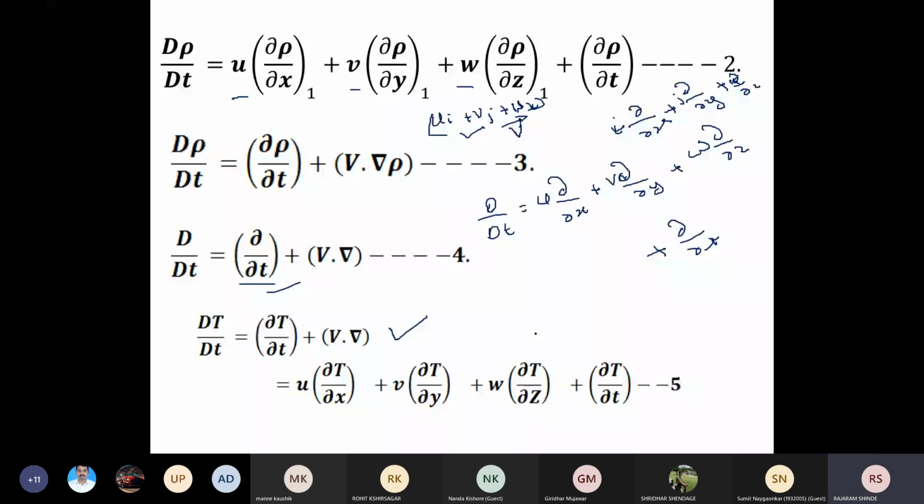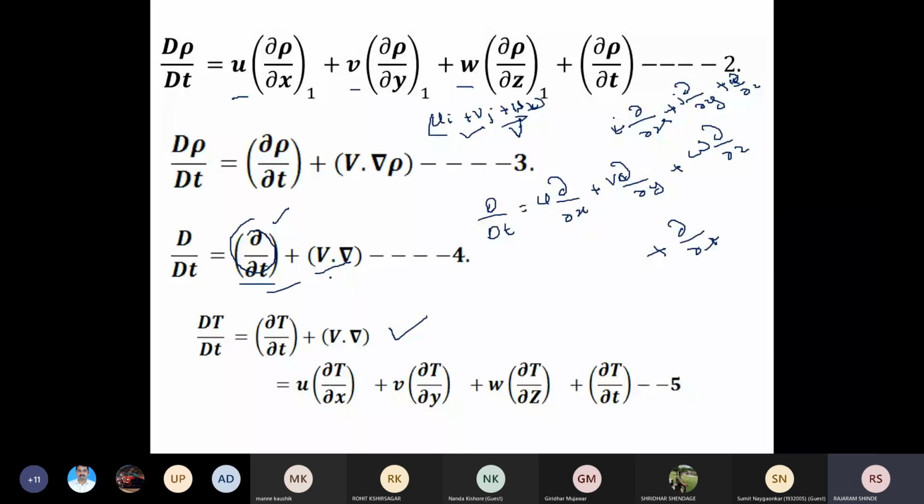Okay, local change, that means it is at a fixed point. When you are at the door and someone has thrown ice on you, then your body temperature will suddenly reduce, and that sudden reduction is your local change. And this is your convective change, meaning it is continuous change with respect to space.